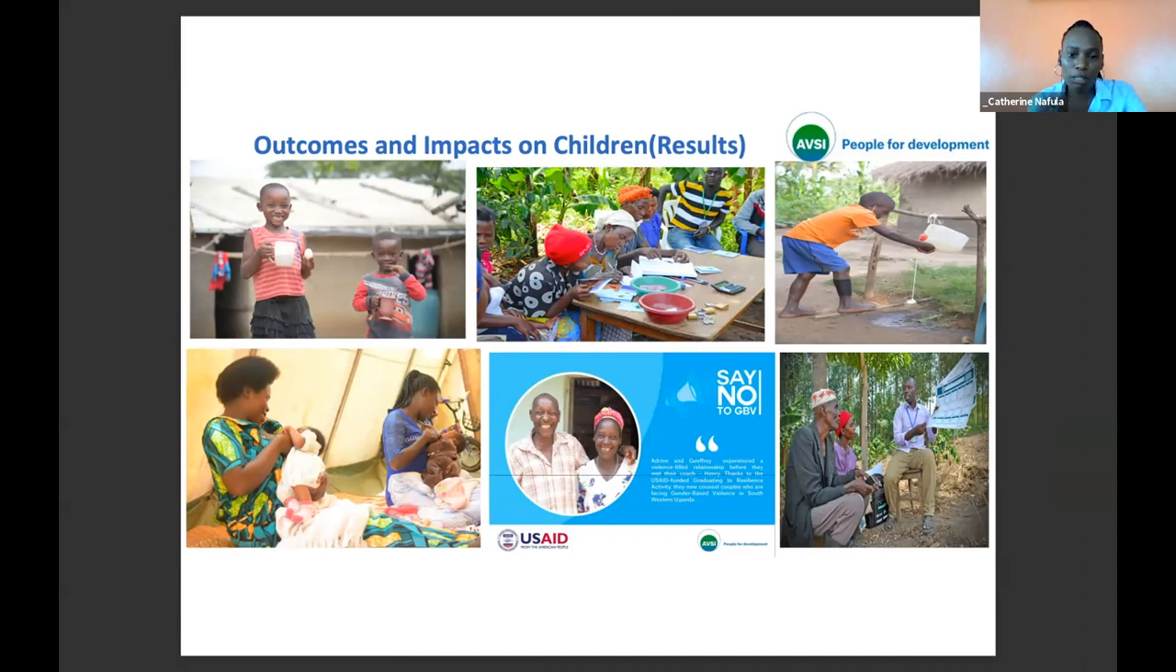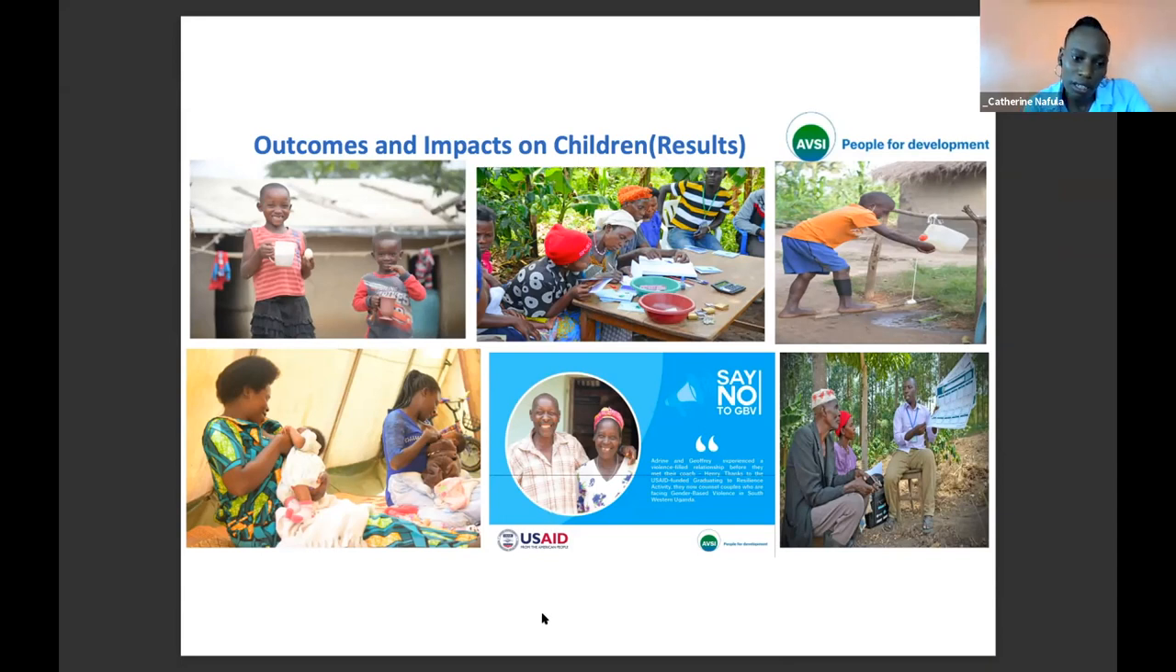And then the next picture that we see is one of the components, savings, where the participants come together, they sit and save as low as $0.5 or $1 to ensure that at the end of the day, they're able to share out and use that money to support their households and be able to pay school fees for their children, provide for basic needs for their children, and also improve their livelihood.